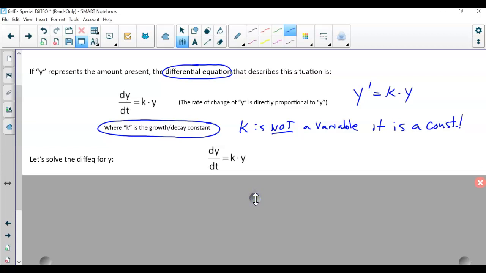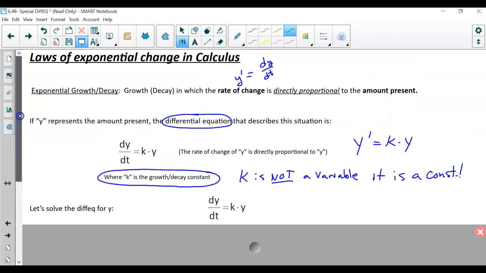So let's solve this differential equation for y. So if I have the rate of change of y is directly proportional to the amount that's left, okay? The rate of change, that's my dy/dt, is directly proportional to, that's my constant of proportionality, k multiplied by my amount present, and y is the amount present. So my dy/dt equals some k times y.